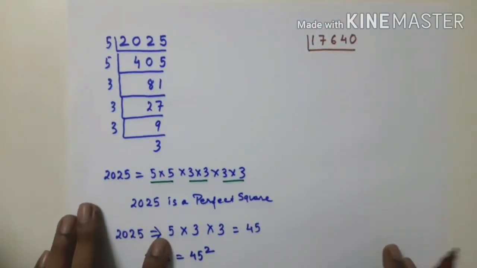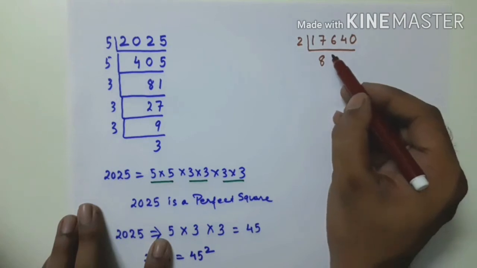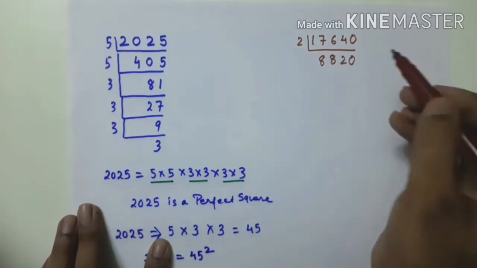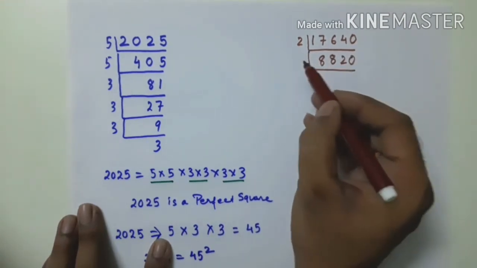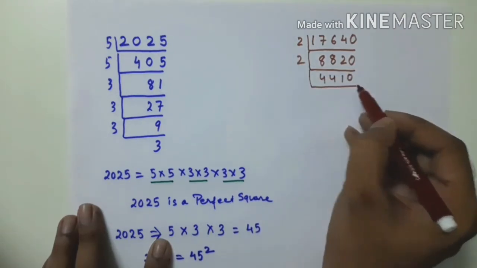Now as it is an even number, we can start with 2. So 2 8s are 16, remainder 1, 2 8s are 16, 2 2s are 4, 0. Similarly again we can do with 2. Again with 2.